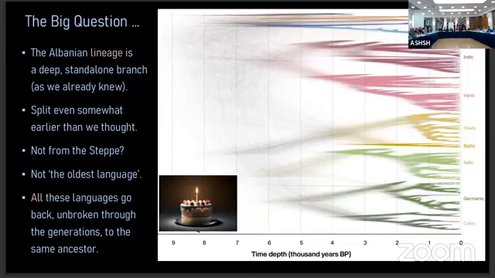So with that, I'm going to finish with the big question. The Albanian lineage is a deep, old lineage. It split maybe even earlier than we thought from the rest. It might not come from the steppe, but it's not the oldest language. And all of these languages have equal antiquity. They all go back to the same Proto-Indo-European language. So it makes no sense really to talk about Albanian as an old language. All of these languages have been transmitted unbroken through all of their generations from Proto-Indo-European to the present. So you can't really say that one is older than the rest. There are some fascinating things about Albanian and the antiquity of its lineage, but it's not the oldest language.